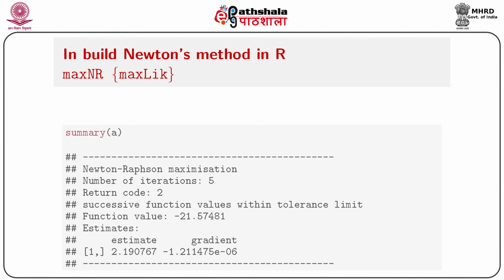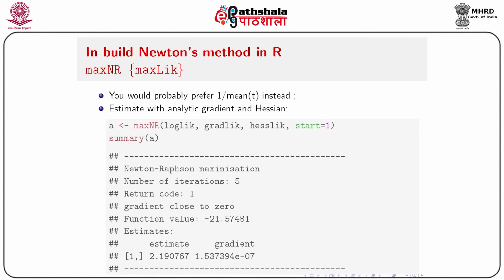The summary is that Newton-Raphson maximization, number of iterations equals 5, return code 1, gradient close to 0, functional value is minus 43.48, the estimate is 1.75, and the gradient is 2.84 into 10 to the power minus 8. You would probably prefer to use maxLik by the mt instead.